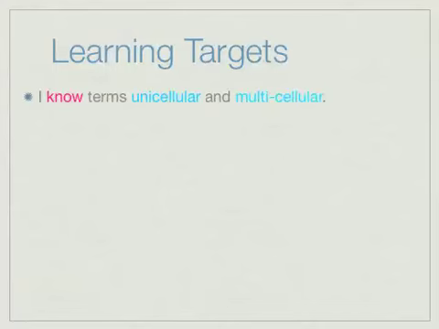The first learning target is that you know the terms unicellular and multicellular. In order to know something, you must be able to define it or automatically recall the information and share it back to me. A unicellular organism is one that is made out of one cell, and a multicellular organism is an organism that is made out of multiple cells.